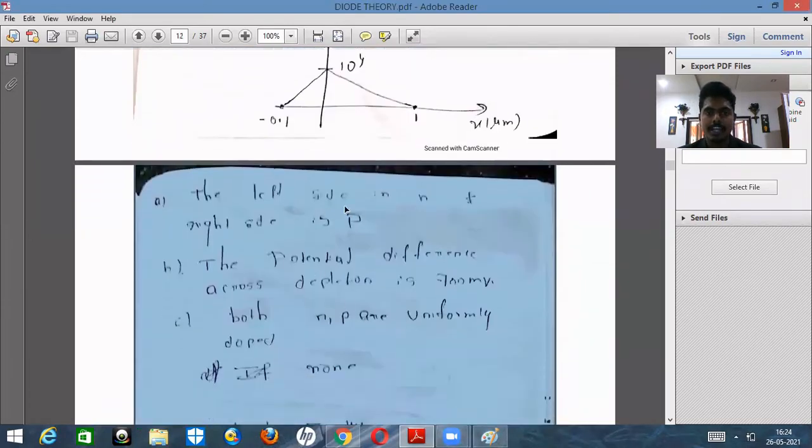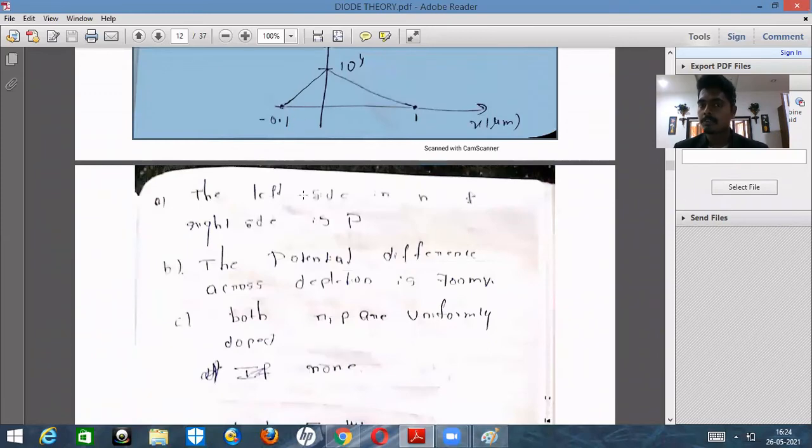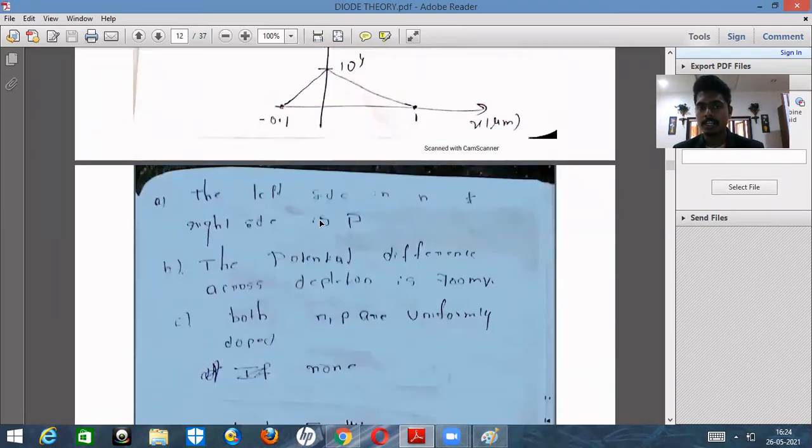You can see that the left hand side is n and the right hand side is p. Obviously that is true. Since it is so, many people mark it wrong, because usually the left hand side is p and the right hand side is n, so they mark it as wrong. But it is true. Why? Since on the left hand side the slope is increasing, it is the n side, and since on the right hand side the slope is decreasing, it is the p side. So the left hand side is n and the right is p.